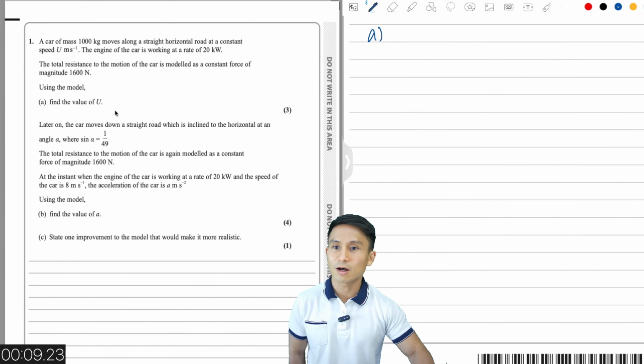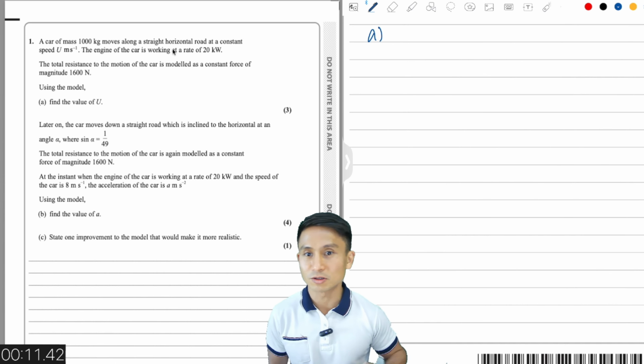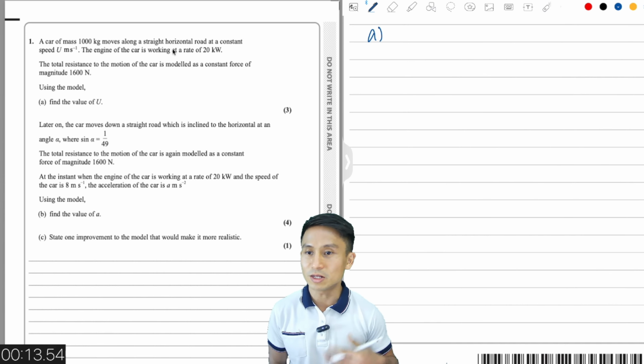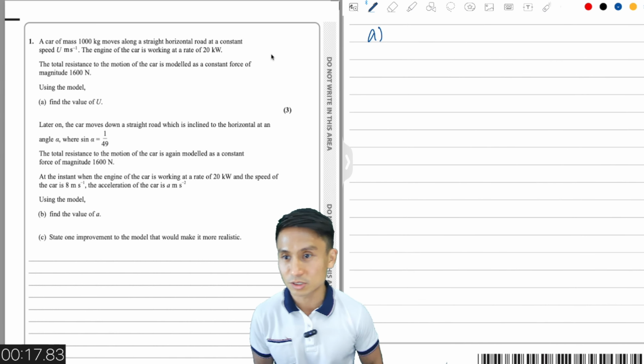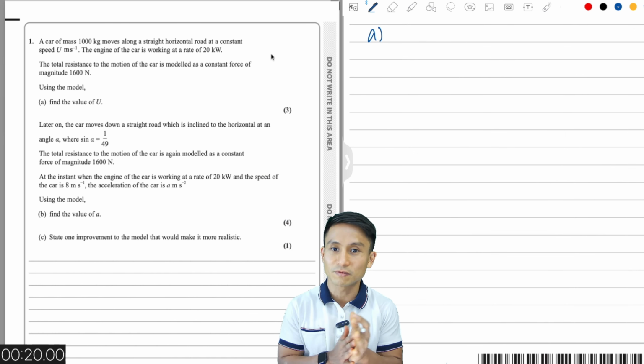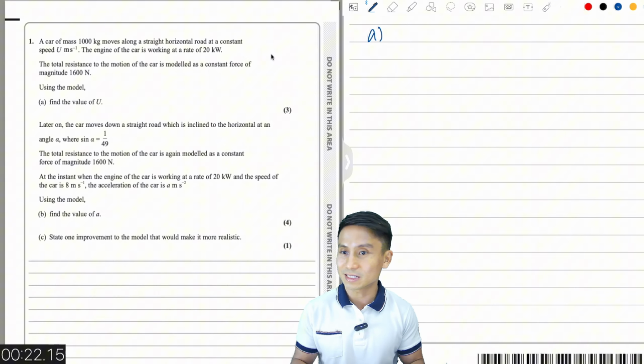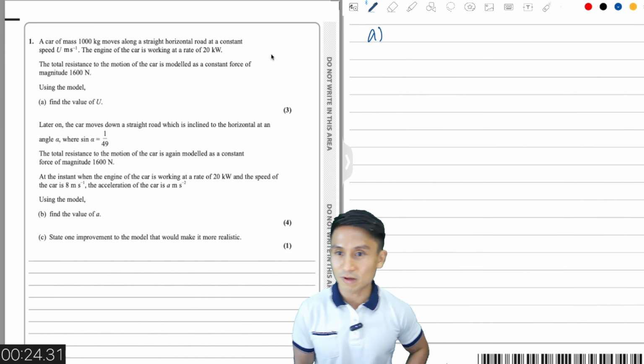A car of mass 1,000 kilograms moves along a straight horizontal road at a constant speed u meters per second. The engine of the car works at a constant rate of 20 kilowatts. The total resistance to the motion of the car is modeled as a constant force of 1600 newtons. Using the model, find the value of u.